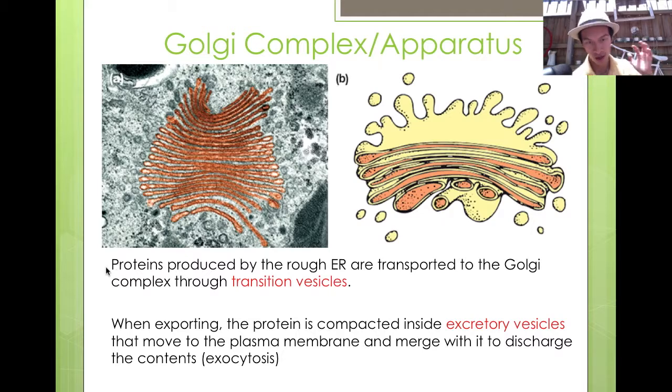When exporting, the excretory vesicles move into the plasma membrane and they actually merge to discharge the contents. And that's the same process as exocytosis. So when we're talking about exocytosis in chapter 1, that's what we're talking about. The Golgi complex is responsible for those vesicles, which sends it out, attaches to the plasma membrane, and then releases the fold and the contents into the bloodstream, which then gets transported around the body.